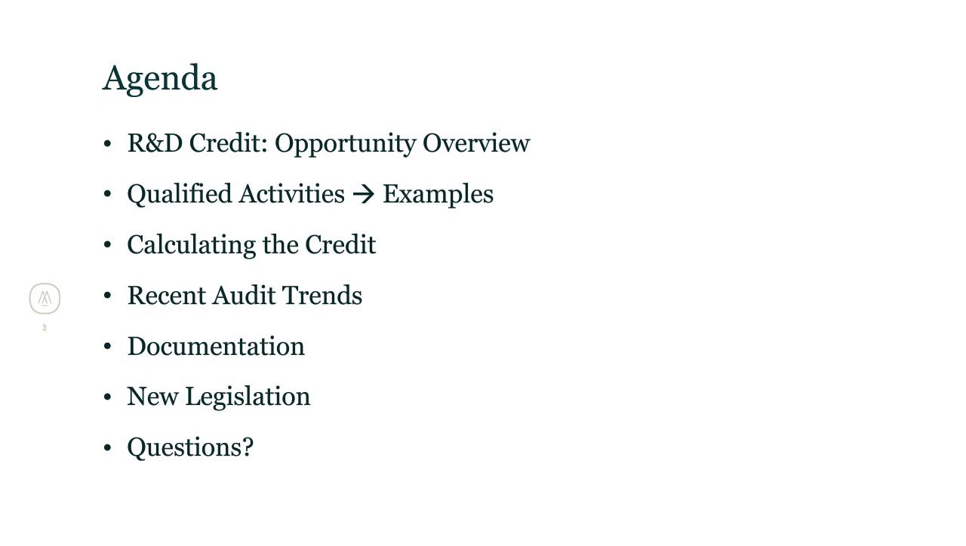Then after that, we're going to dive into how the credit is actually calculated. We're going to talk about the types of expenses that you can include and how that actually translates into a dollar-for-dollar credit. And so we'll get into some of the mechanics of how that works.